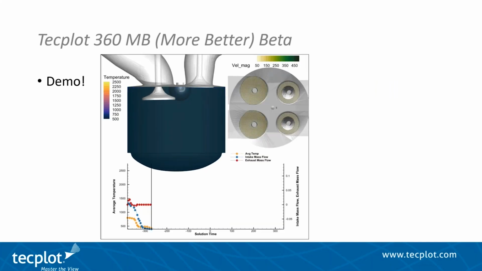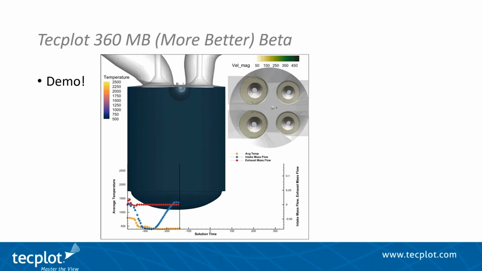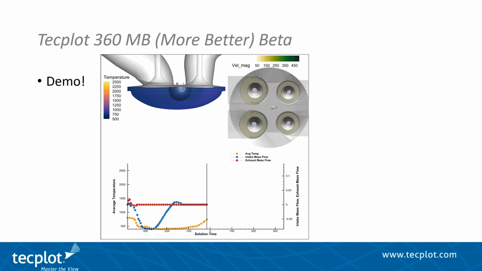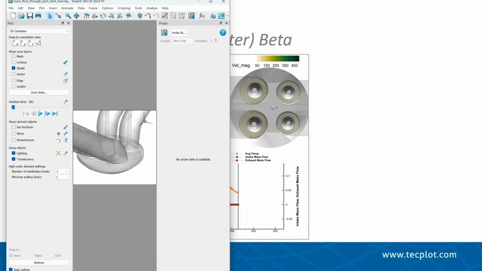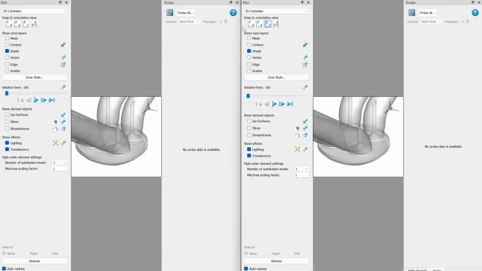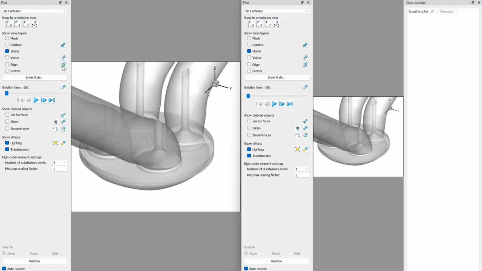Okay, so with that, I'm just going to jump right into a demo to illustrate these concepts. I have 4 different cases that I'm going to show today, and we'll start with an internal combustion case. I am going to do a little compare and contrast. So what I have here on the left-hand side is Tecplot 360 2024 R1, and what I have on the right-hand side is our new beta, which again we're calling 360 MB because we think it's going to make your life more better.